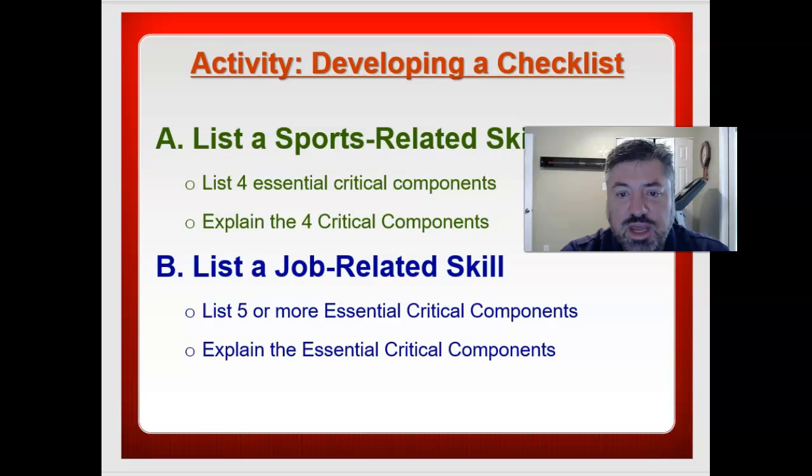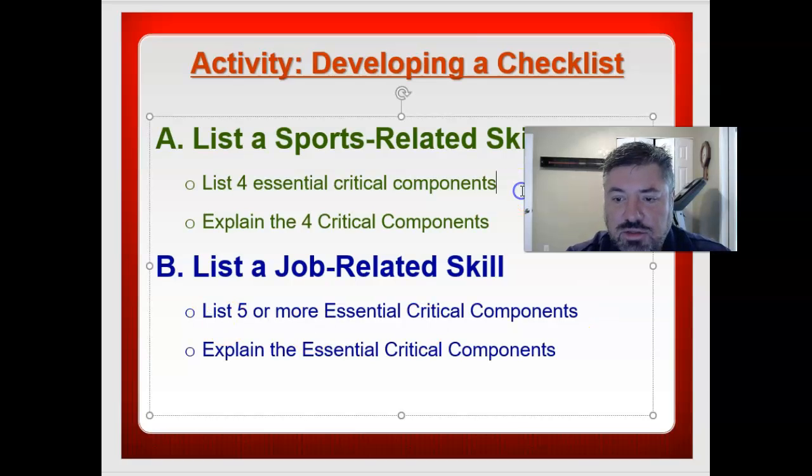Are they able to do an offensive skill, a defensive skill, pass, shoot? Understand strategy and tactics, have good sportsmanship. It could be a gameplay situation, but usually breaking down a sports-related skill is a little bit easier. So under A, you're going to list the 4 essential critical components. If you want to break down one of those critical components a little bit more, you can and have more than 4. So you're going to number these 1 through 4.